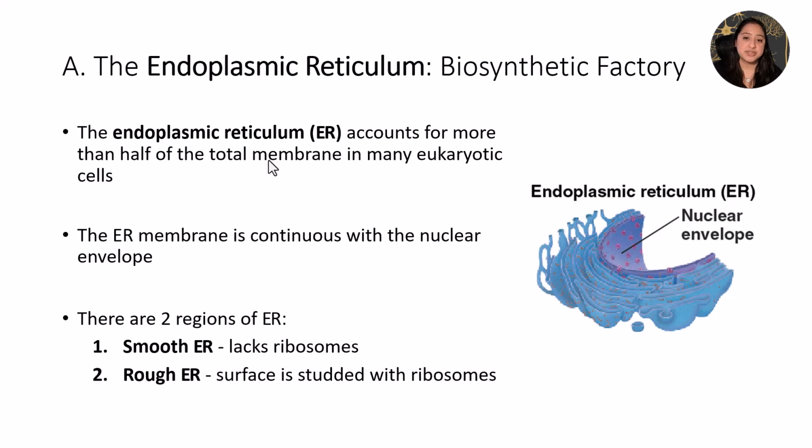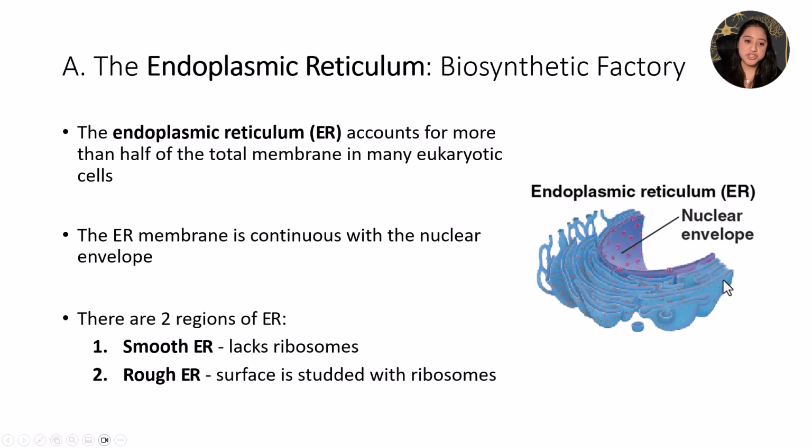So the endoplasmic reticulum is also like a factory, but it makes other macromolecules. So it's a biosynthetic factory, and there's two parts of it actually. So here it is in this light blue, and it's pretty large, right? It actually accounts for more than half of the total membrane in many eukaryotic cells. And it's kind of, again, hard to see in this figure, but it's actually continuous with the nuclear envelope. I think there's a better picture on the next slide.